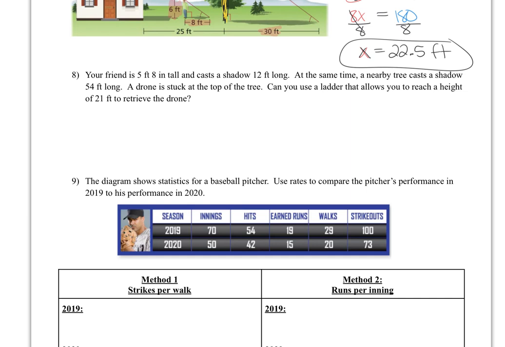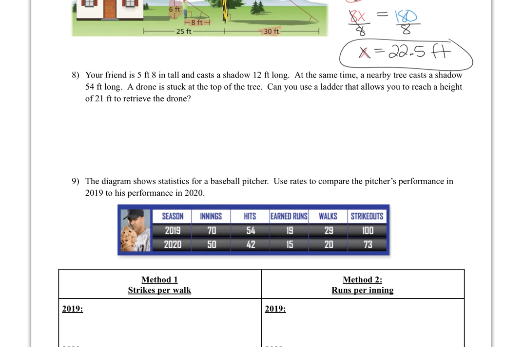Very similar. And they don't give us a picture. They're describing it in words this time. It says, your friend is 5 feet 8 inches tall and casts a shadow of 12 feet long, okay? At the same time, a nearby tree casts a shadow 54 feet long. A drone is stuck at the top of the tree. Can you use a ladder that allows you to reach a height of 21 feet to retrieve the drone?